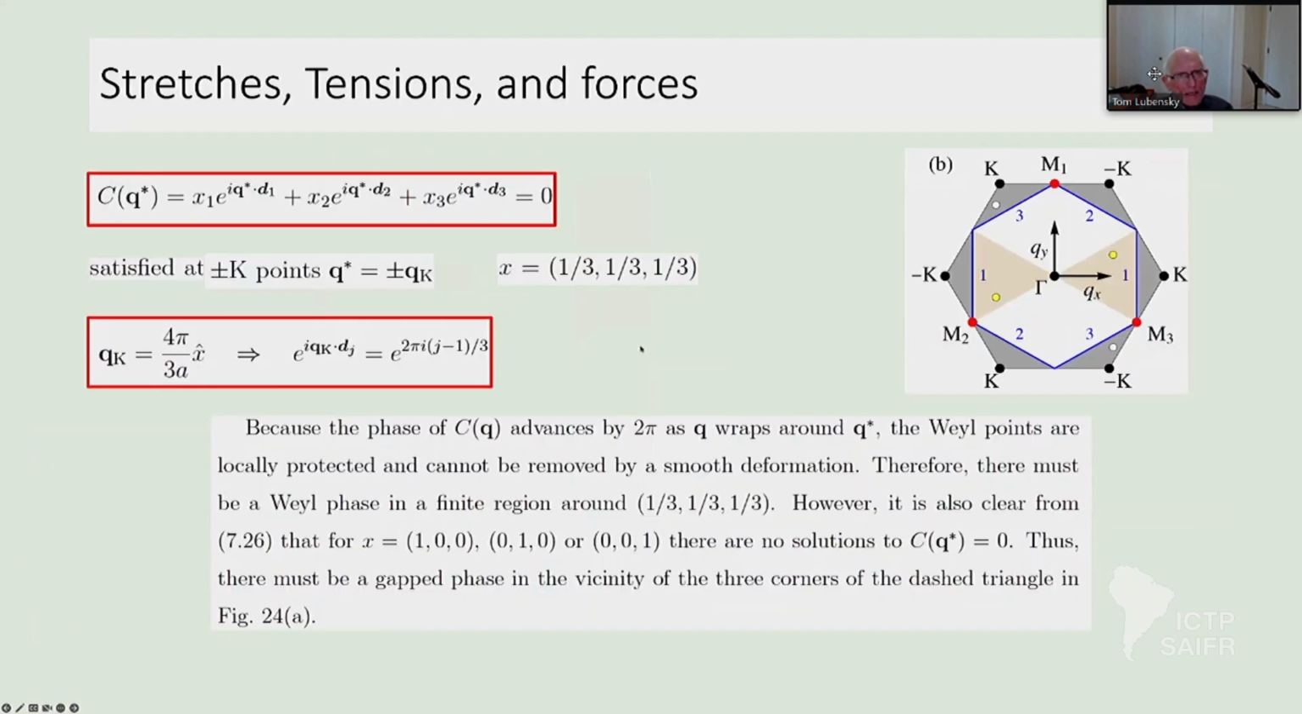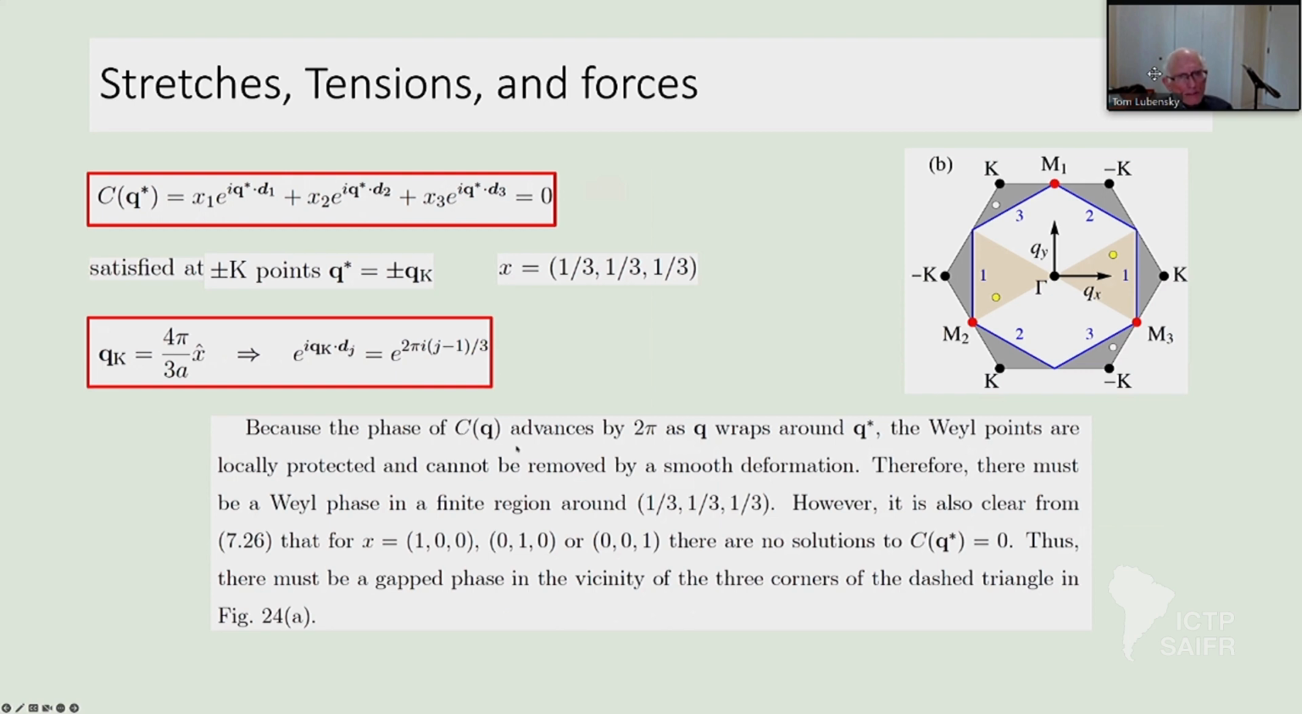So for example, I can take x equals 1/3, 1/3, 1/3, and that puts you at this center right here. And you can calculate that QK is 4 pi over 3a in the x direction, and the e to the i QK dot dj for the three dj points, you get this exponential, and we know that the sum of these three things, e to the 2 pi i j over 3, summed over j, is equal to 0.